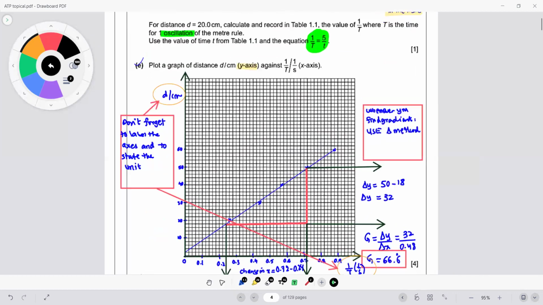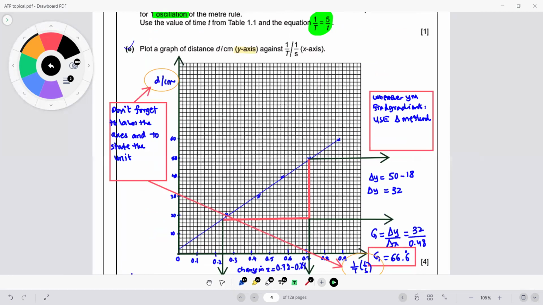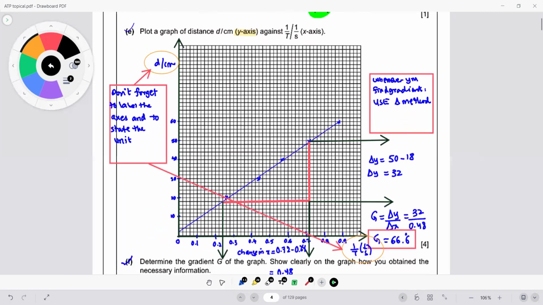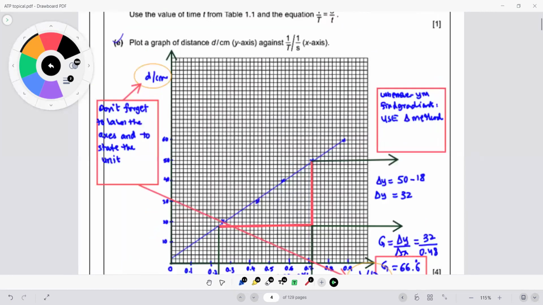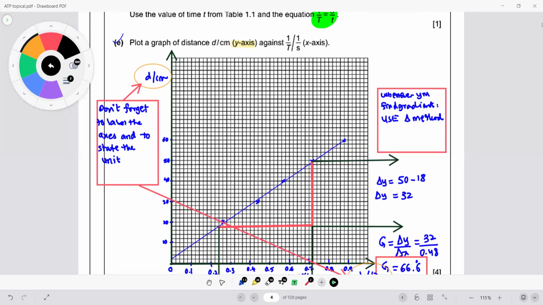Then we plotted the graph. I have plotted it. What is most important are these two boxes. It says, don't forget to label the axis. The examiner in the marking comment has said the students forget to label the axis and to state the unit. So they might write down d and 1 upon t, but they will not write down centimeters or 1 upon second.